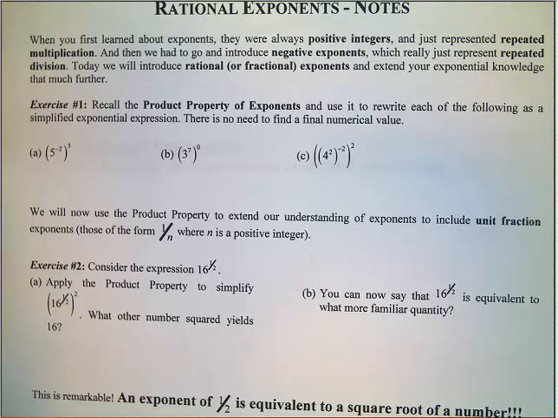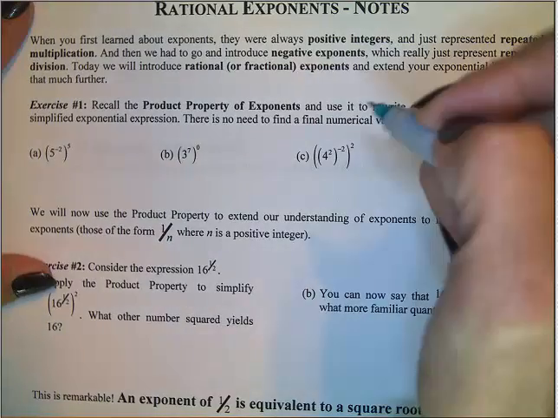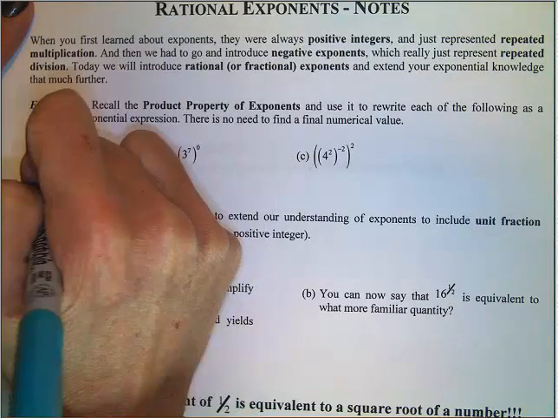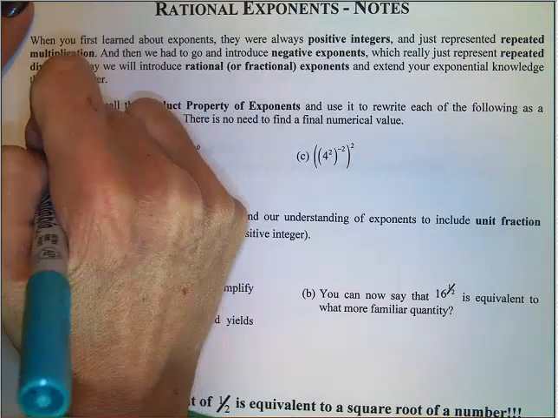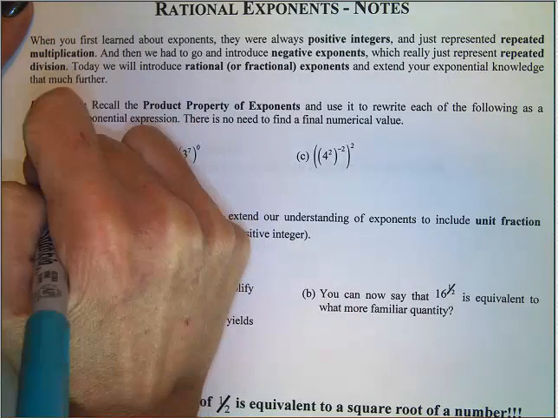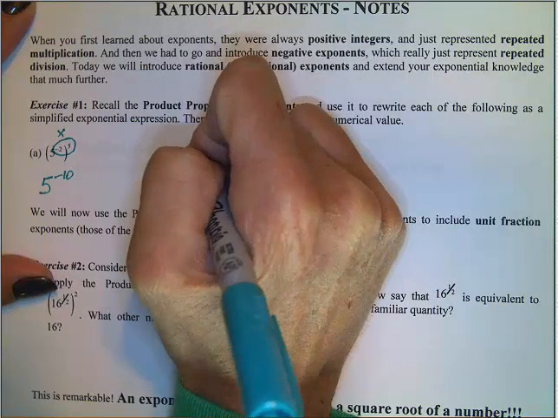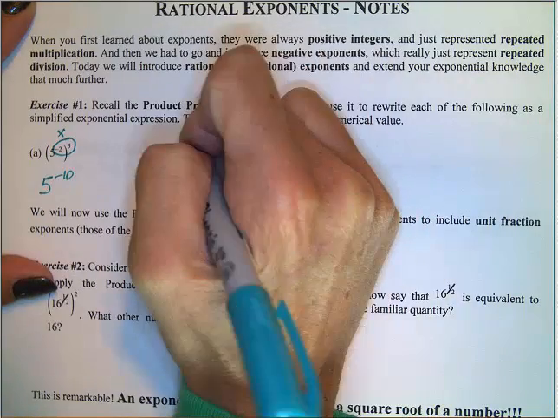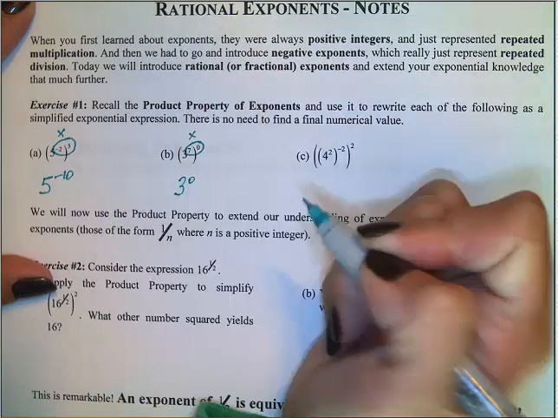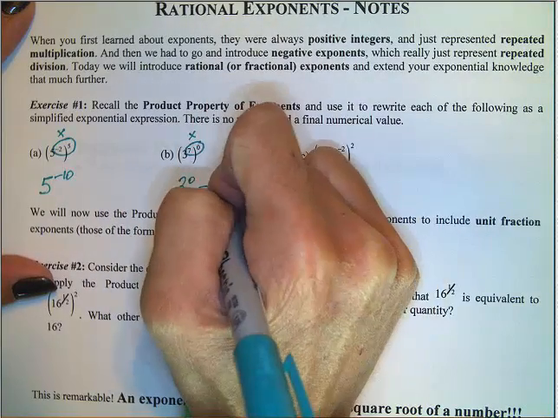So exercise 1, recall the product property of exponents. So what do we do? We multiply the exponents. So in this one we get 5, and we're multiplying these, so we get negative 10. The next one, well, what's 7 times 0? We multiply them, we get 3 to the 0, which we already know the answer is 1.